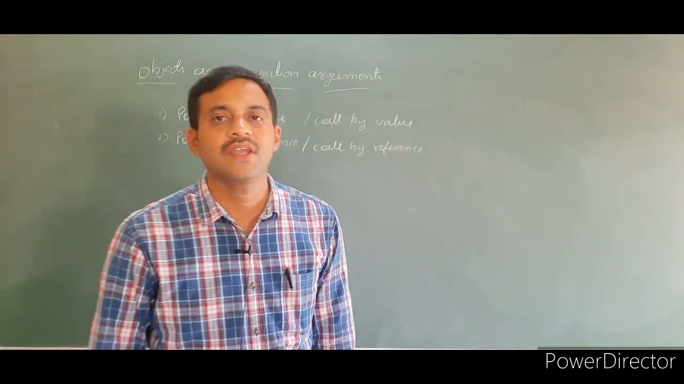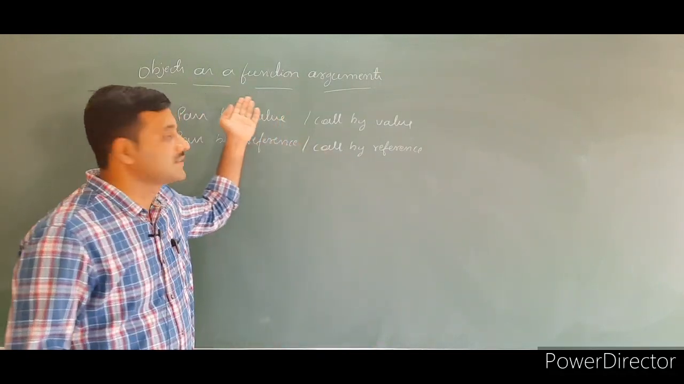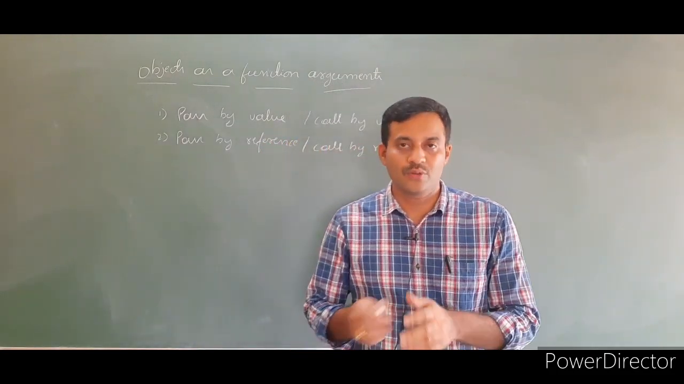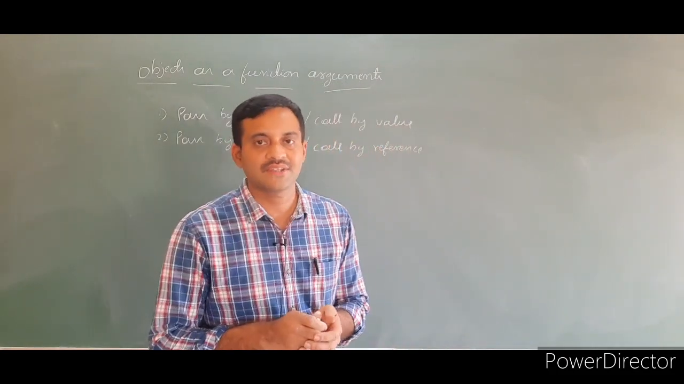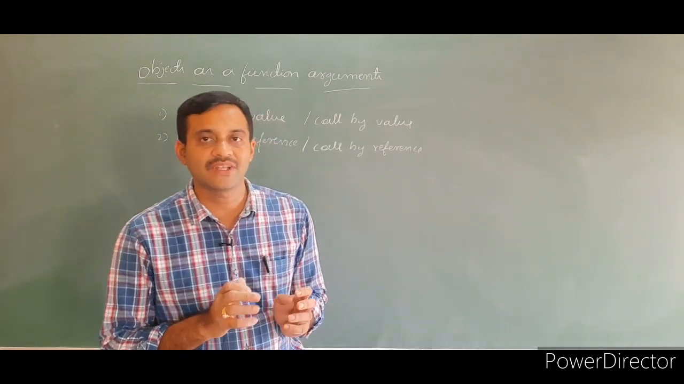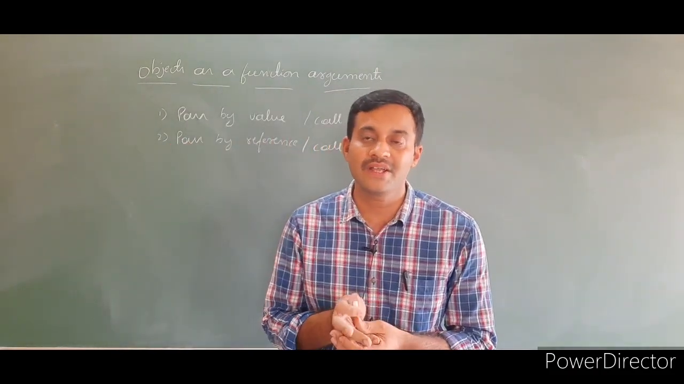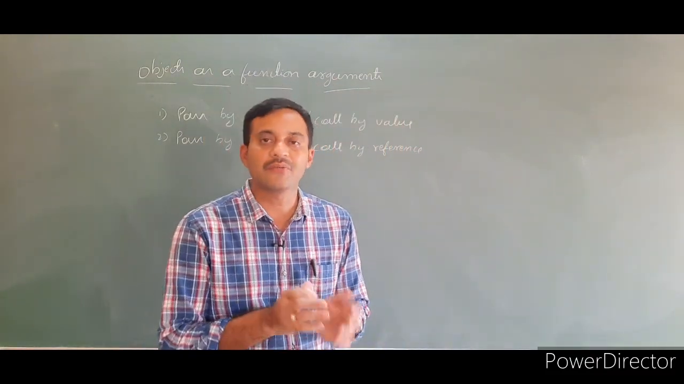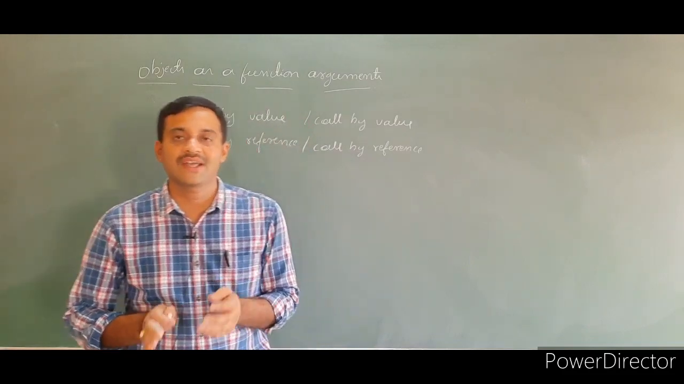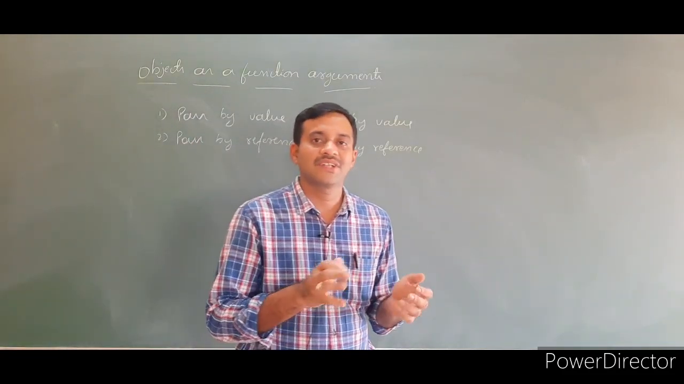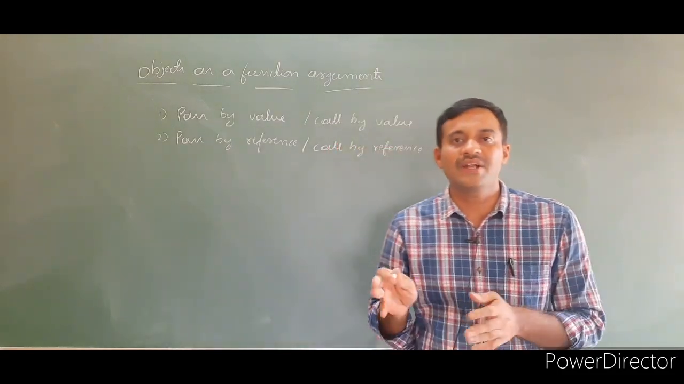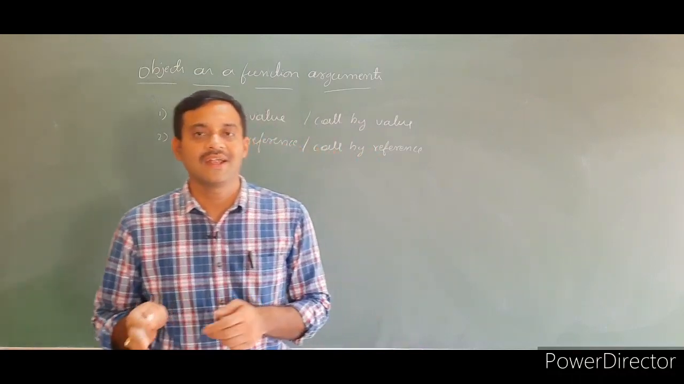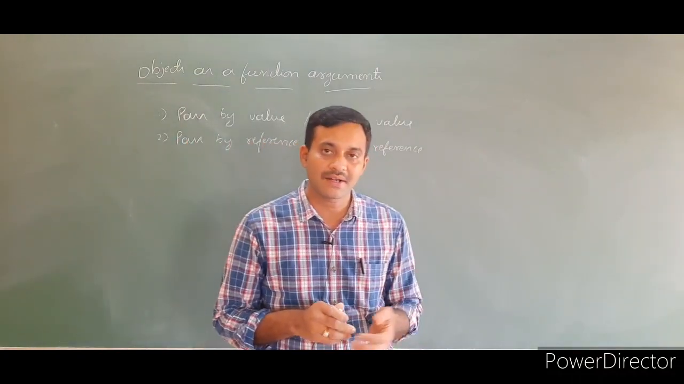So here is a concept, object as a function argument. Functions also use objects as arguments, because objects are also variables of the class type. Here arguments are the variables present in the function header. In a function header we also use objects as the arguments. In a function header, arguments are declared independently. All arguments are declared independently. Here objects are also declared independently if they share the same data type.